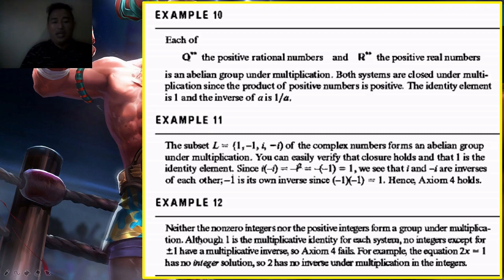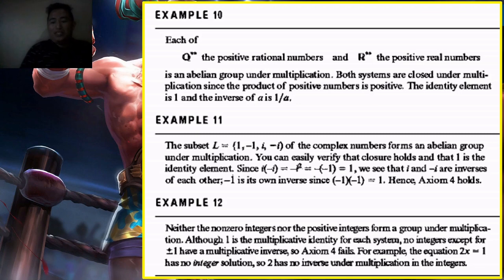Di ba? So, ang naay inverse kay ang 1 lang ug negative 1. And the rest kay wala. So, axiom 4 fails. So, dili ma-satisfy si axiom 4. So, dili na siya group under multiplication.